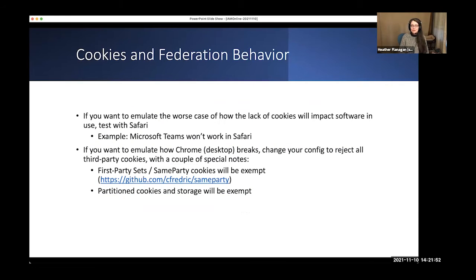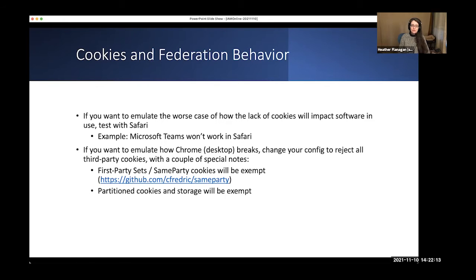If you want to really start experiencing what this is going to look like in your environment, there's a couple things you can do. You can go ahead and test with Safari. That's one way to see what's going to be impacted by the loss of third-party cookies.